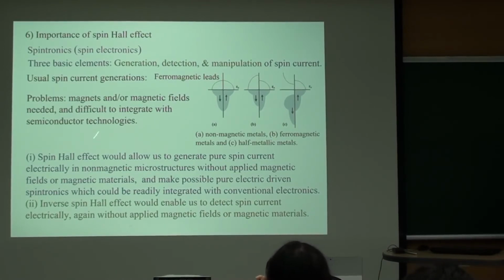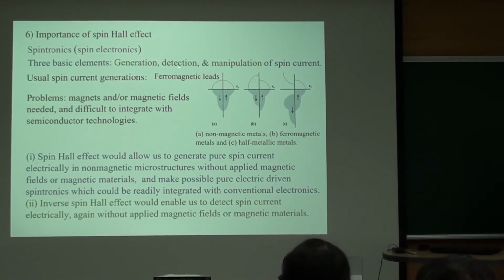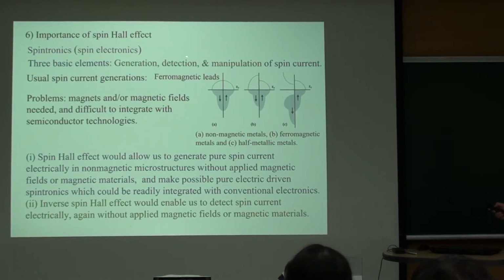Now, this has been attracting enormous interest in solid-state physics because of the application in spintronics. Now let me use a slide to show why it's so interesting. Basically, to have spintronics, you need to generate spin current, detect spin current, and, importantly, manipulate spin current. For example, if we want to make a spin transistor.